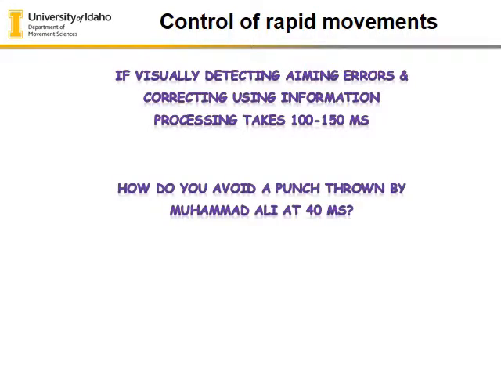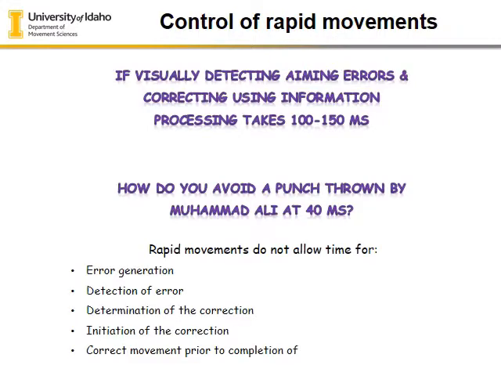So how do you avoid a punch if you were somebody boxing Muhammad Ali? And we know that the average punch for Muhammad Ali is about 40 milliseconds. So how do you do that? And the idea is that you have these reflexive mechanisms, because rapid movements, these 40 milliseconds, do not allow time for this ability to create this error generation, the detection of the error, the determination using information processing on how to correct that error.